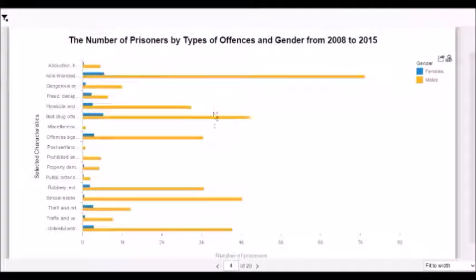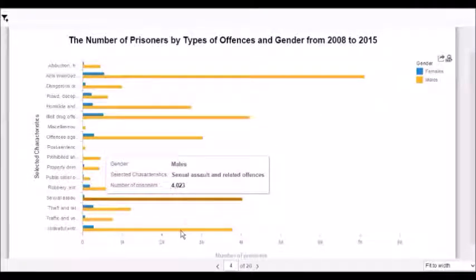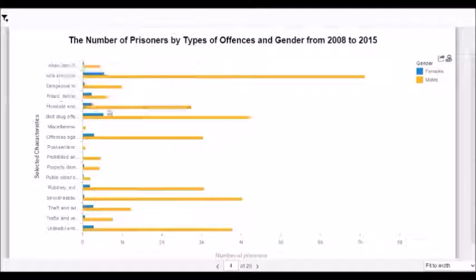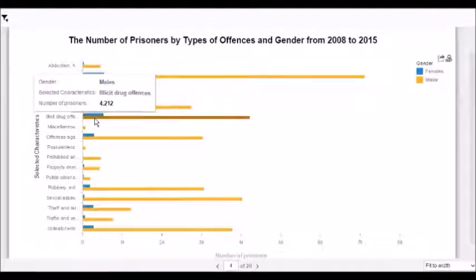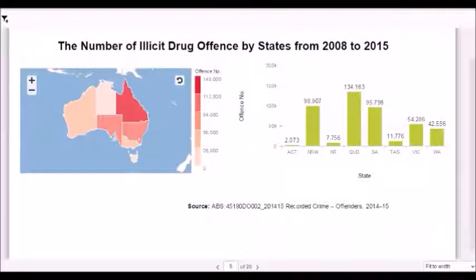Generally consistent with the overall offender population, the principal offence was the most dominant for male offenders. More interestingly, in terms of illicit drug offences, there are less than 8 times as many females as males. In the next chart, it demonstrates the number of illicit drug offences by state. As you can see, the number of offenders in Queensland was recorded the highest, followed by New South Wales and South Australia. By contrast, that of offenders in ACT was the lowest.